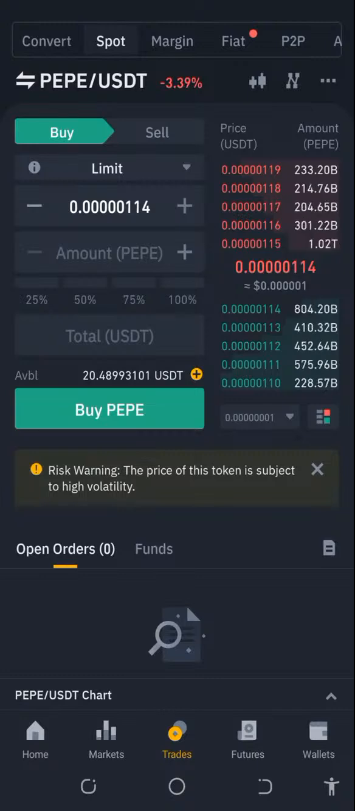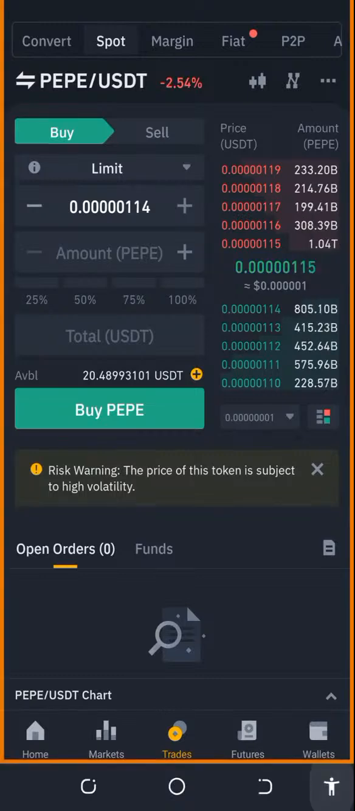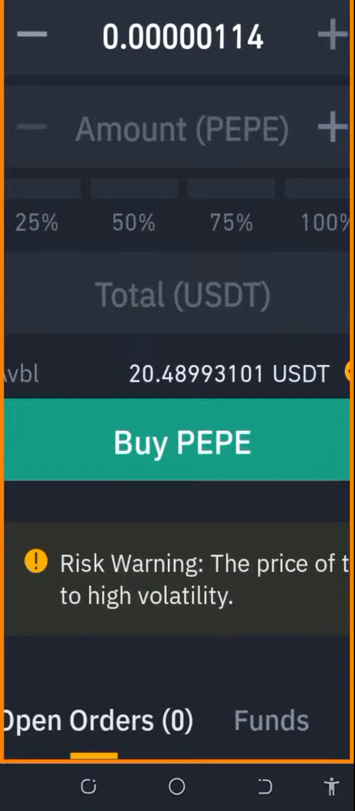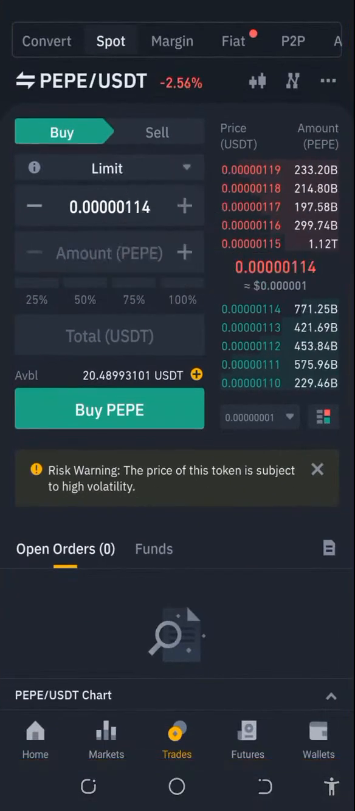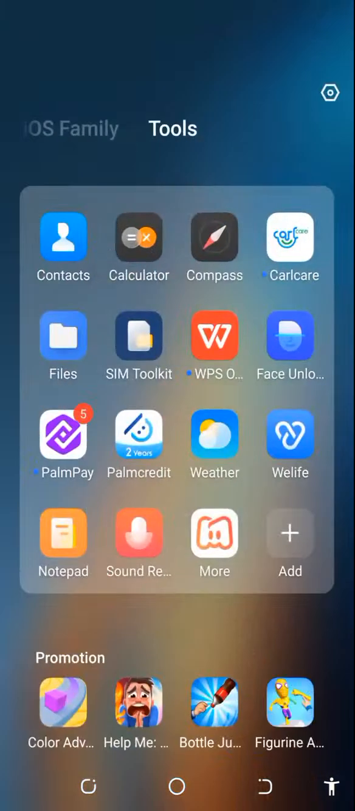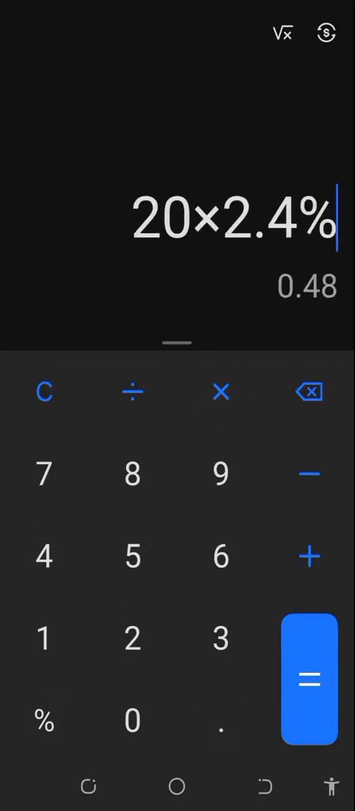Awesome. So that was actually a nice one. As you can see, this is about 2.4% profit. Just imagine that you put in $1,000. What would you make? Let's go and check the calculations. If you put in $1,000, what would you make? This is $20, and we say times 2.4%, and we got 48 cents.